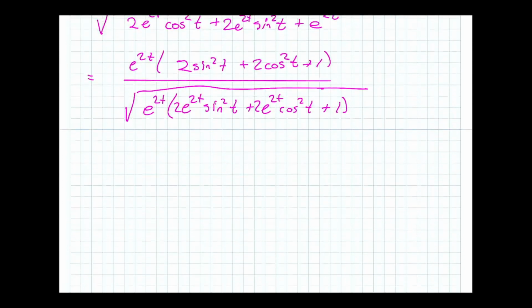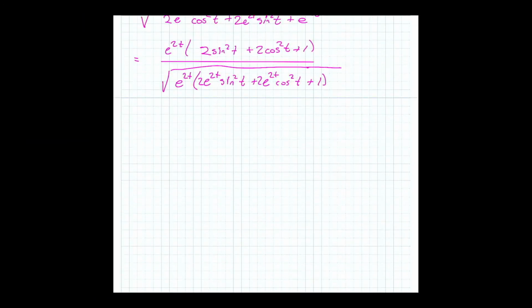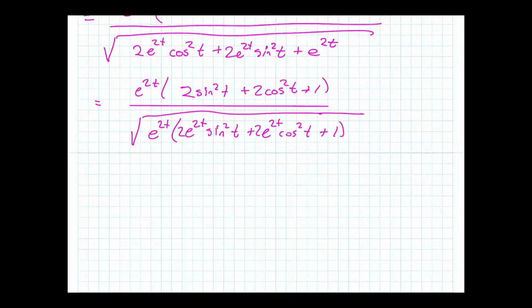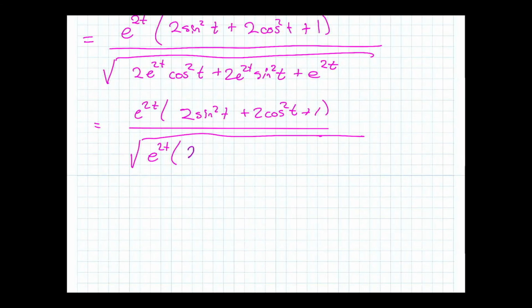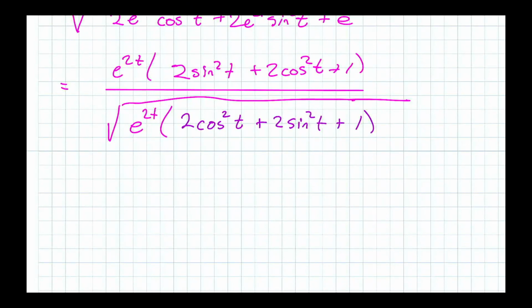Okay, that's fine. But anyway, here's the punchline. Well, not yet, but remember, oh, I wrote the denominator wrong. Let me fix the denominator real quick. The point was that I was going to factor out an e to the 2t. So if you factor out an e to the 2t, then you're going to have actually just 2 cosine squared t plus 2 sine squared t plus 1. Same thing really in the numerator and the denominator, just the denominator has an extra square root.